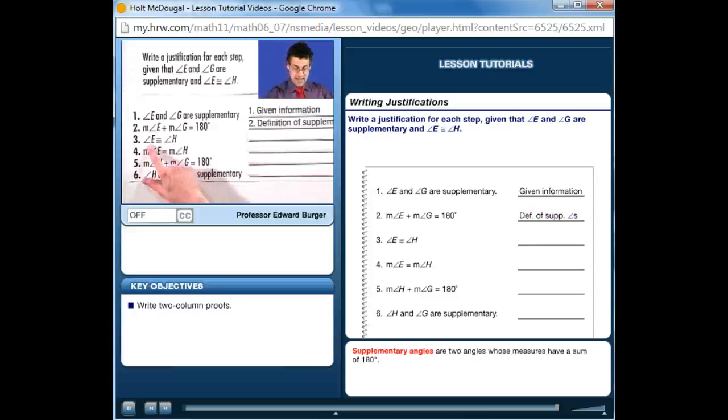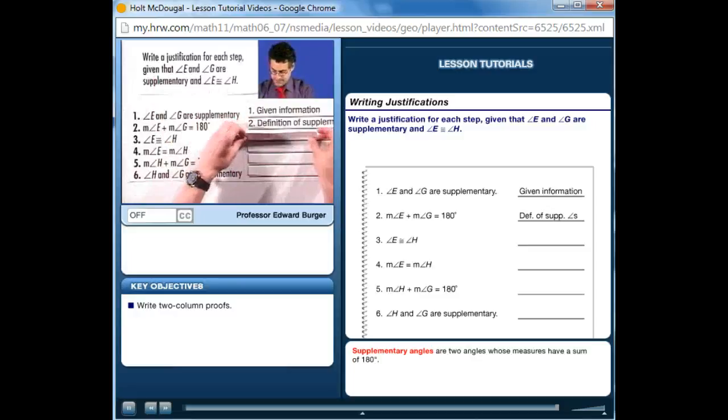Step 3 says that angle E is congruent to angle H. Why is that true? I don't know a theorem why that's true. Oh, wait, but it's not a theorem. It's given to us. It's part of the given. So this is, in fact, given information. Great. What about step 4?